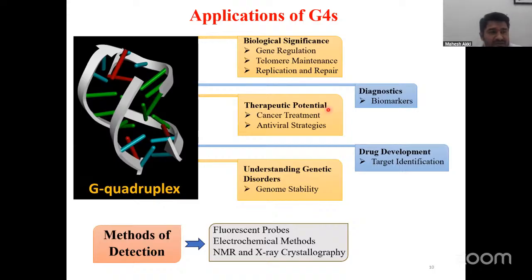Coming to therapeutic potential, the therapeutic potential of G4s is even more exciting in the field of biomedical research, as these structures offer novel strategies for targeting diseases at the genetic and molecular level. In cancer treatment, G4s play a pivotal role since they are highly enriched in the promoter regions as well as in telomeric DNA. By stabilizing these G4 structures with small molecules or fluorescent probes, we can suppress oncogene expression and inhibit telomerase activity, effectively limiting the uncontrolled growth of cancer cells.